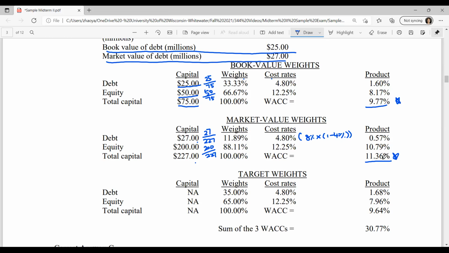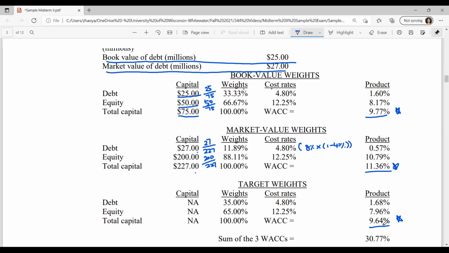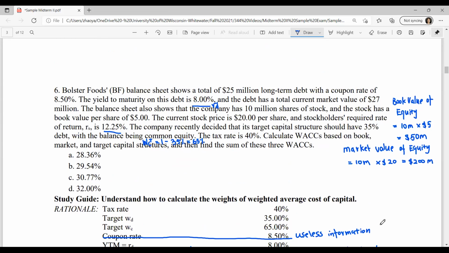Finally, we use target weights. So the target debt weight is 35%. Target weight for equity is 65%. Multiply by the after-tax costs and sum it up. That's target weights. So add those three numbers together, that's 30.77%. So the correct answer is C here.